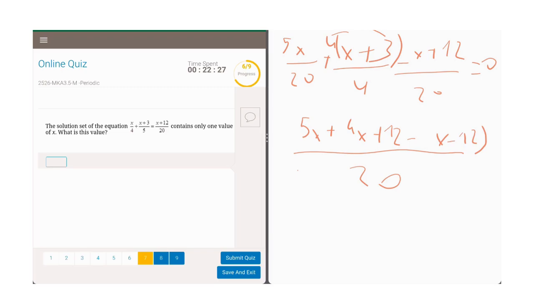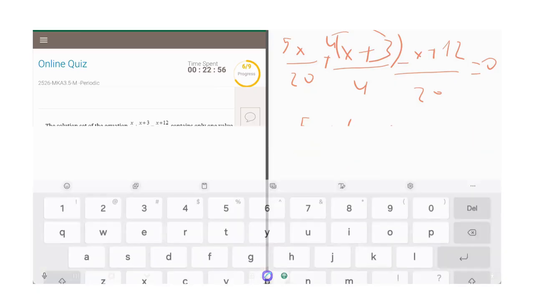So now we can add up, so 5x plus 4x minus x would be 8x. 12 minus 12 will just be 0, so 8x over 20, 8x equals 0, so we can just remove the 8 by dividing by 8 on both sides. 0 divided by any number is always 0, so x will be 0, and that's the only value of x.